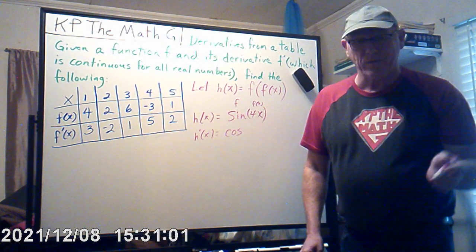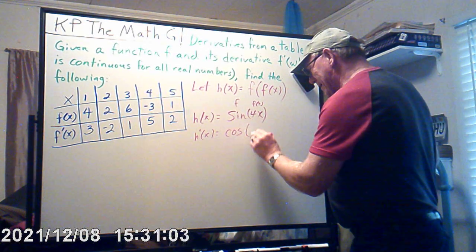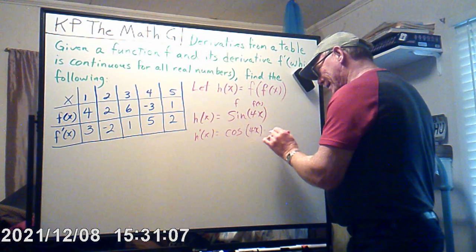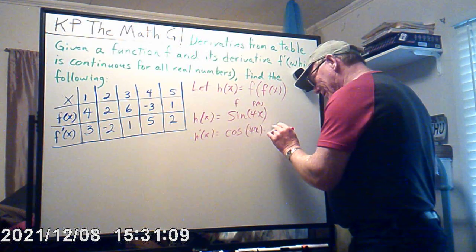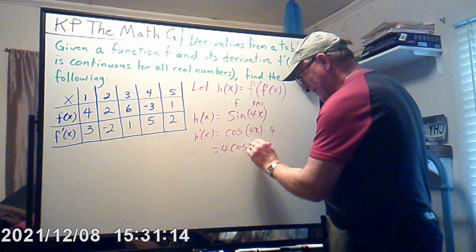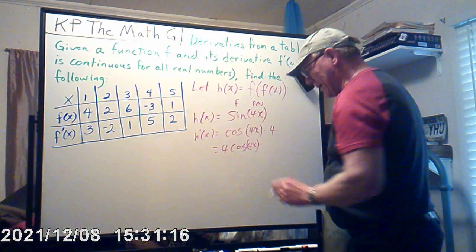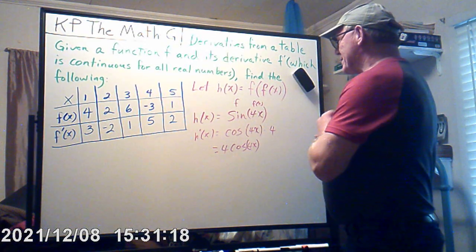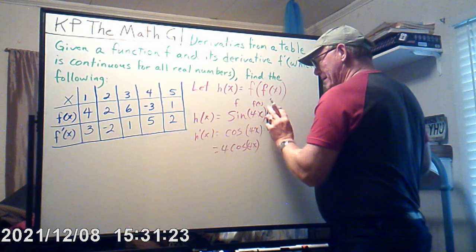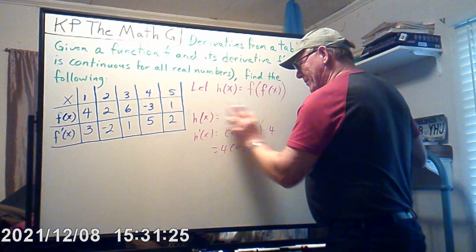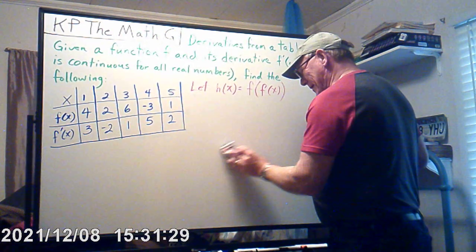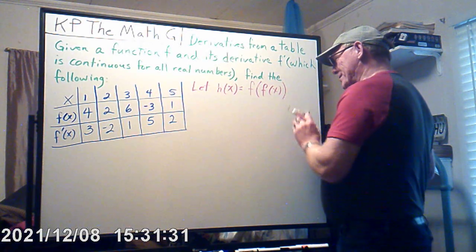Oh, the chain rule, KP, that's right. Remember, f at x doesn't change, but then you have to take the derivative of the inside, which is 4. So in this case, it would be 4 cosine of 4x. That is called the chain rule. I just had to throw out a little extra problem there. Hey, that's pretty cool. I like this now. It's not so scary.